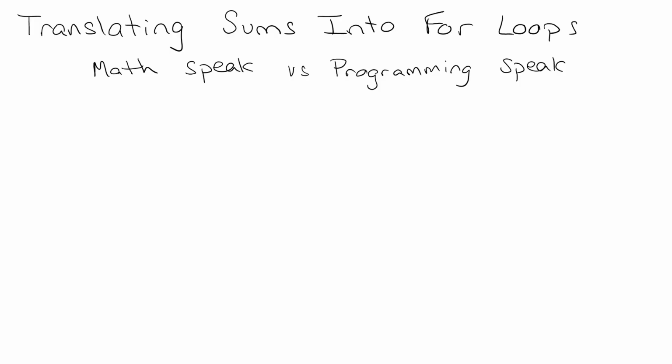So when you're talking about summations, there's this thing where if your brain works in math, you're like, oh, I totally get summations, but for loops are super confusing. But if you're really into programming, you can be like, I totally get for loops, but I have no idea what these stupid summations are. So I wanted to put together a little video to show you how to translate between them and show you how they're related.